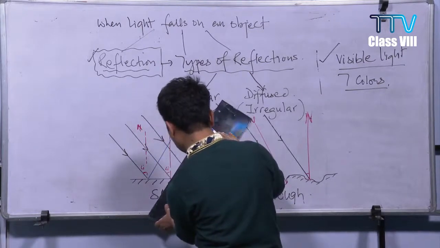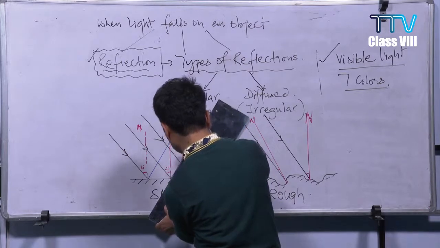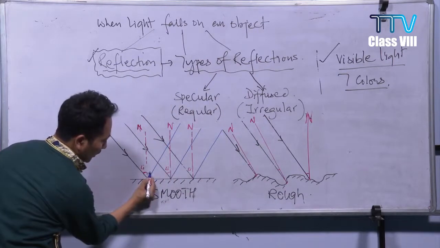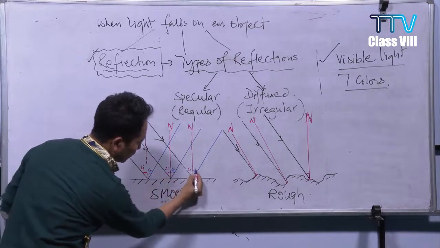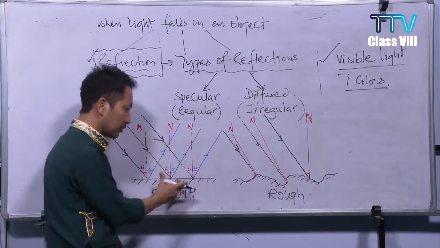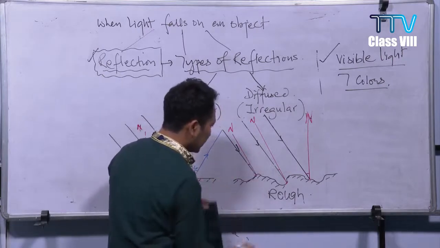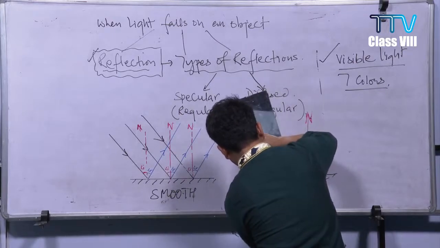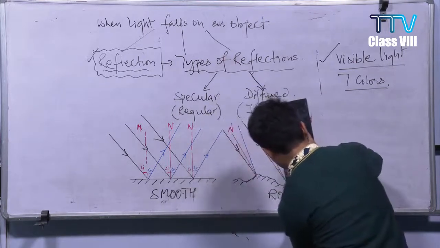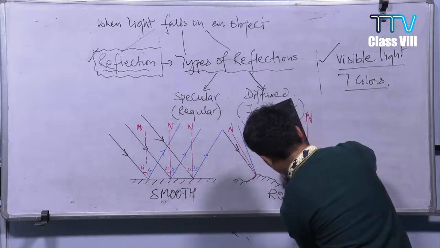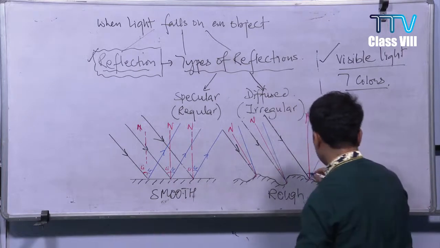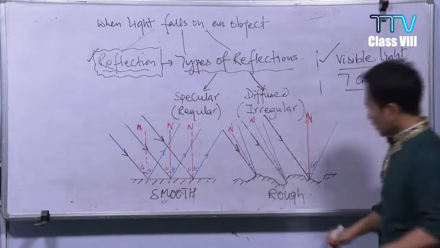So the angle I and angle R are the same, and the ray is reflected. So we are following the laws of reflection. Here also the same thing. If angle I is 15 degree, angle R is also the same 15 degree, right? If we are to follow the laws of reflection. Like this. If this is 10 degree, then angle R has to be 10 degree. If this is 45 degree, angle R has to be 45 degree. See that?